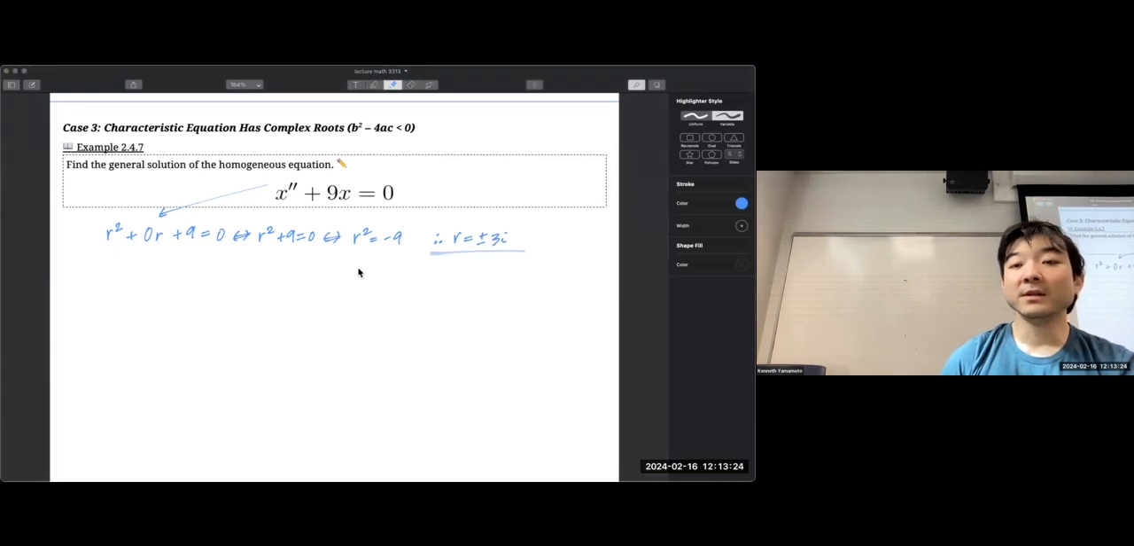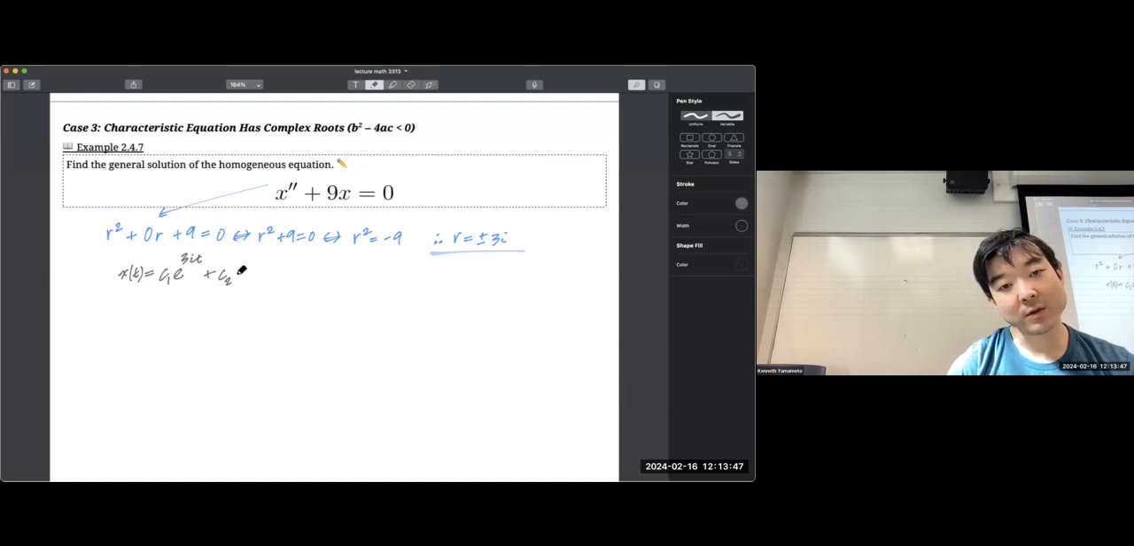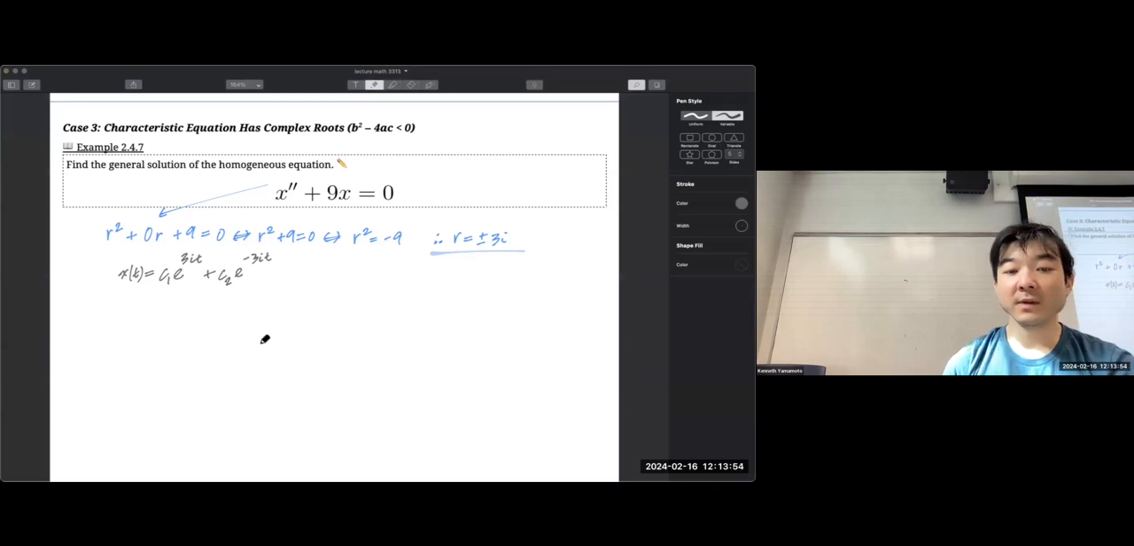So the same theory works from before. You could say that the solution is going to equal 2 homogeneous solutions. So there is 2 because there's 2 roots here. And you say one of them will be c1 e to the positive 3it. And the other one will be c2 e to the negative 3it. And technically, this is correct. It's in complex exponential form.